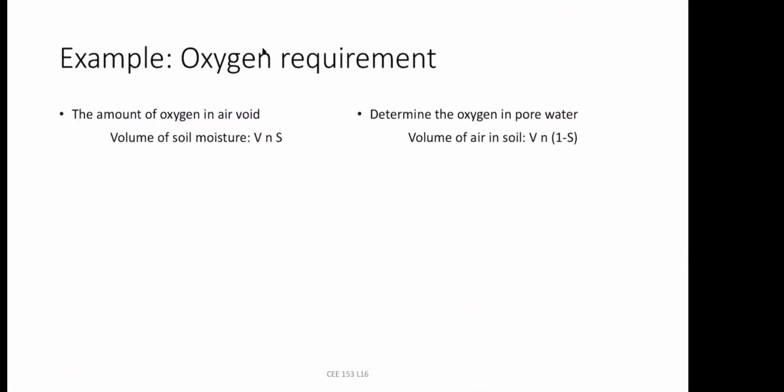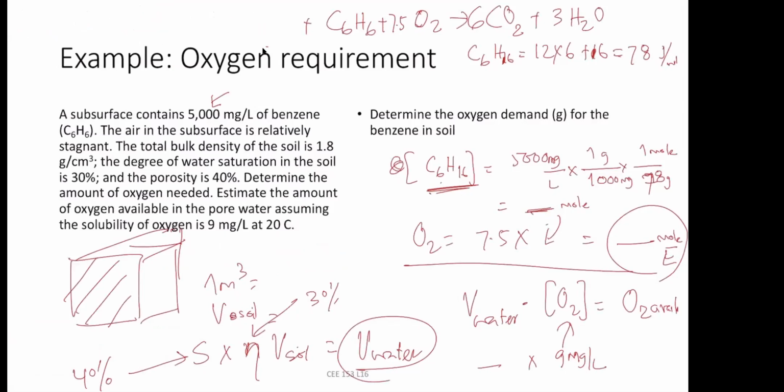So Professor, what did you say at the end? You said volume of water times the concentration of O2, and then equals to O2 available in water. Oh, okay. So concentration of O2 in water times the volume of water is the amount of O2 available. And O2 needed is the concentration times the pollutants that you need to treat. Okay.